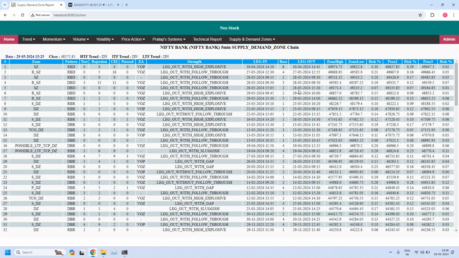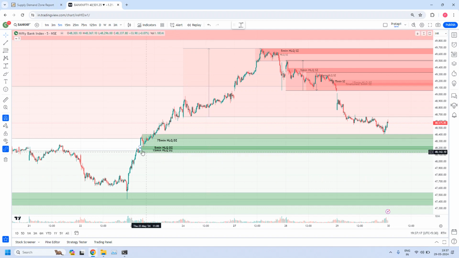Today 29th, right? 29th, here we have seen two zones, the 6th and 7th. The 6th row and 7th row, we have two high liquidity supply zones available. And the high liquidity demand zone available is the 8th one, that is 23, 5, 10, 30. This is the one.